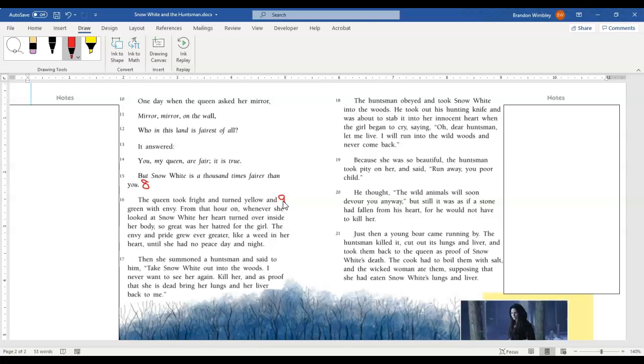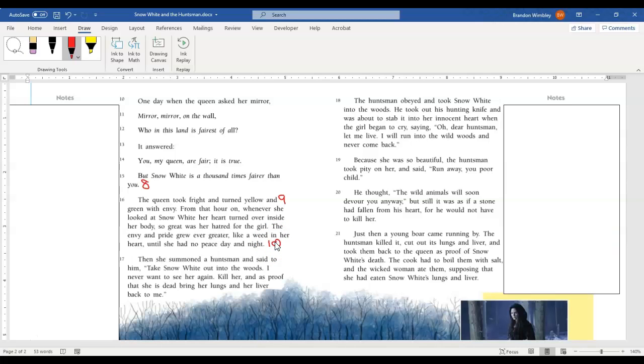From that hour on, whenever she looked at Snow White, her heart turned over inside her body, so great was her hatred for the girl. The envy and pride grew ever greater, like a weed in her heart, until she had no peace day and night. So I'm going to put a 10 here, saying that it's consuming all of her thoughts.